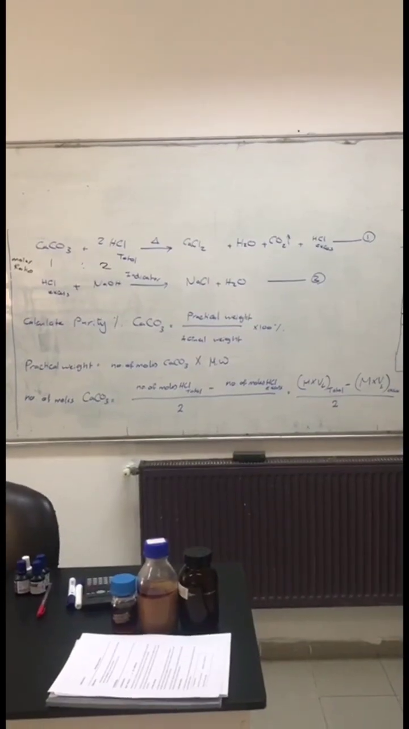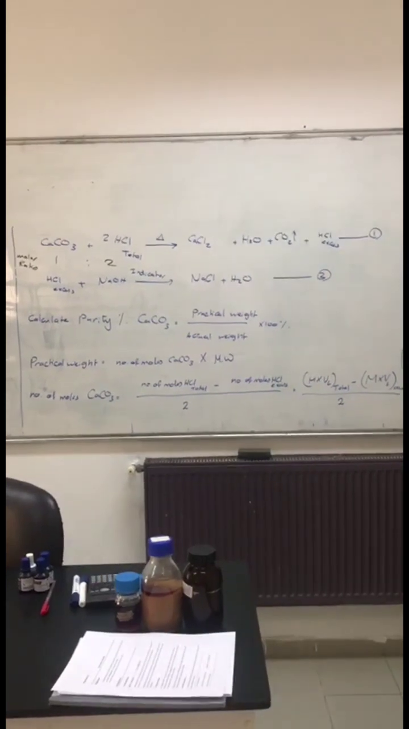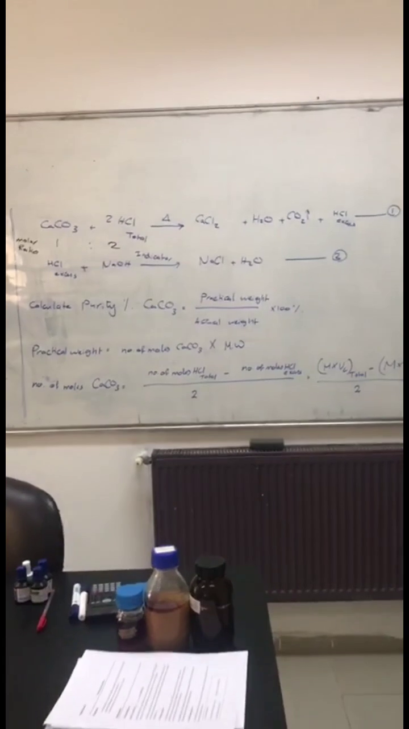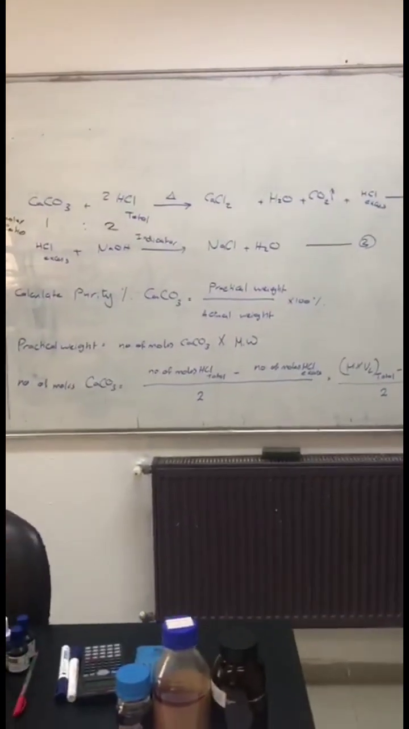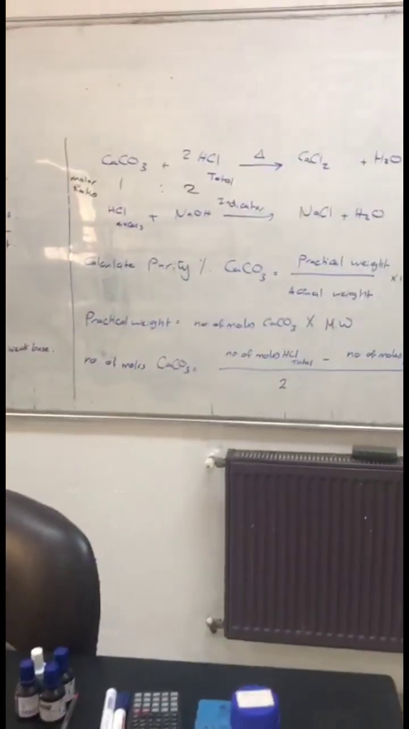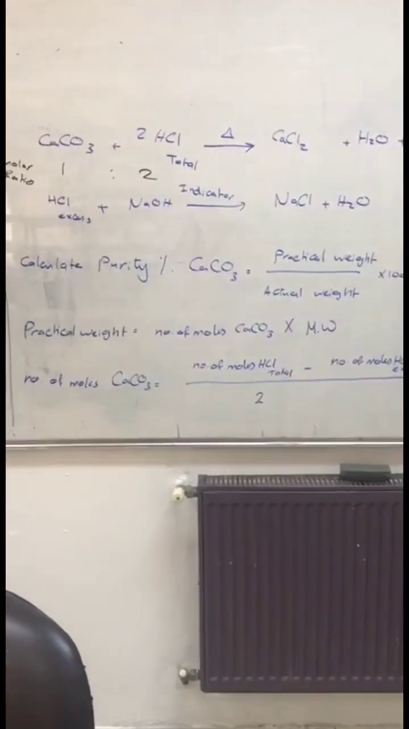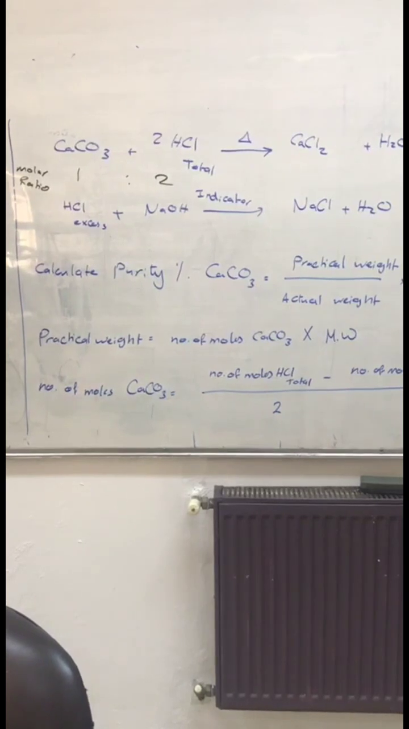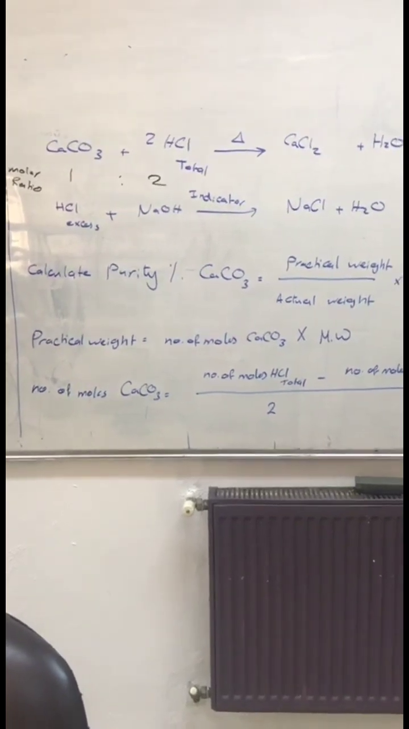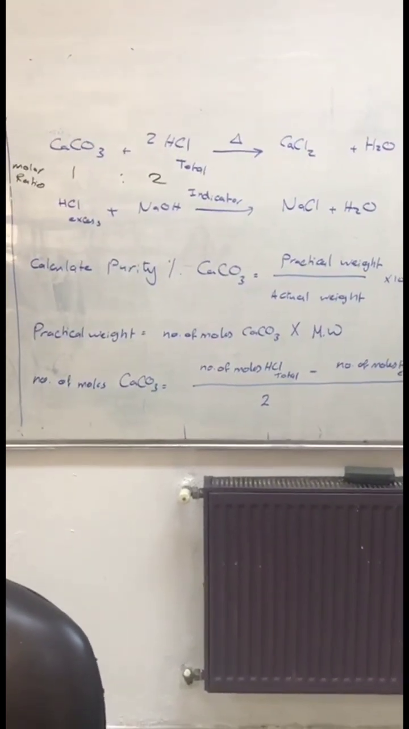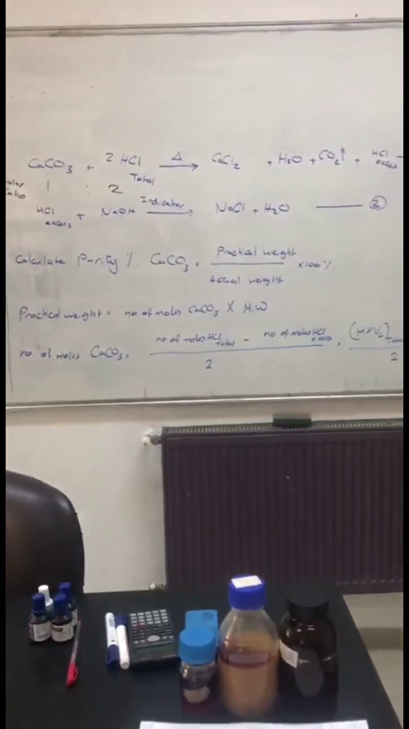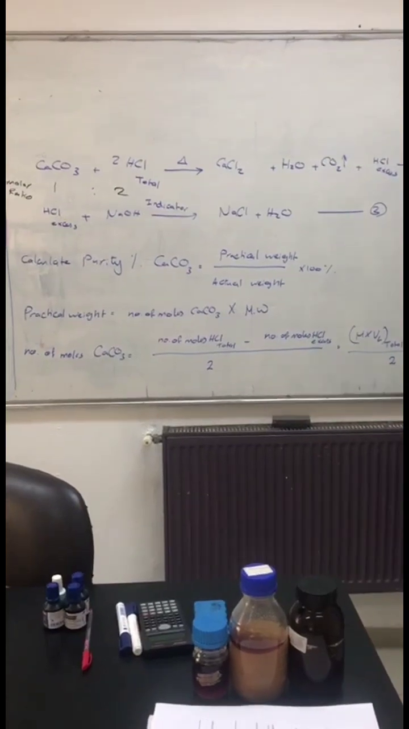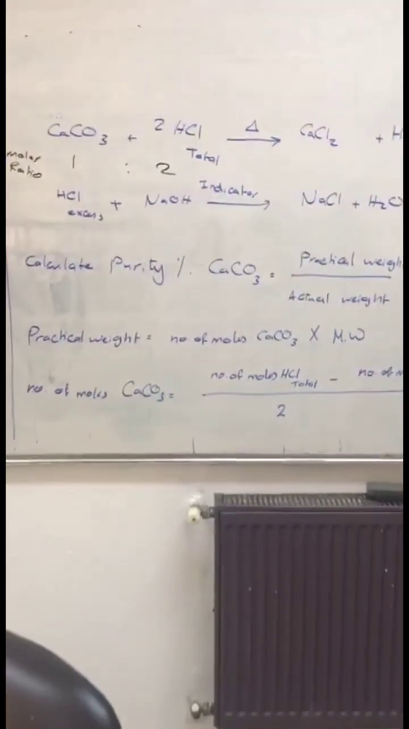Our example today for the back titration experiment is calcium carbonate. As we know, calcium carbonate is an insoluble and impure substance, so we can't analyze the amount of calcium carbonate in our sample by using direct titration, so we are going to make back titration with HCl. The molar ratio from the balanced equation is 1 to 2.